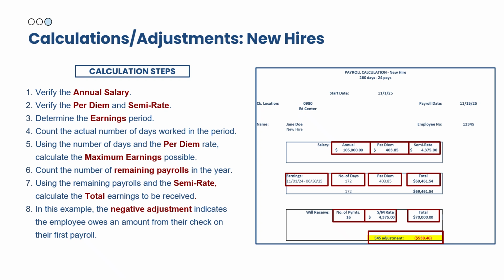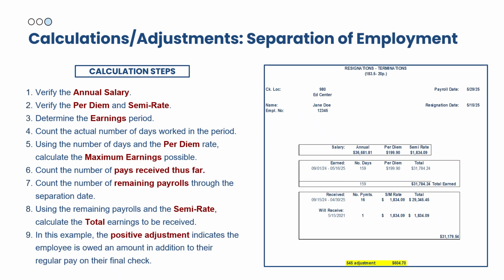In this slide, we are calculating the salary for a departing employee using the same methodology as the new hire calculation. Again, we verify your annual salary, your per diem rate, and your period pay rate. We calculate your earnings period, the total number of days worked, and multiply that by your per diem rate to obtain your maximum earnings based on the days worked during the school year.